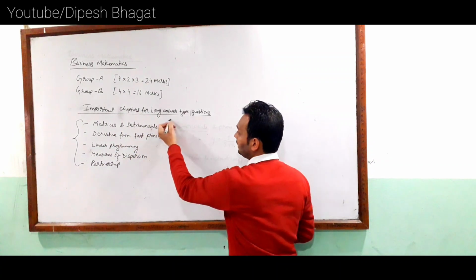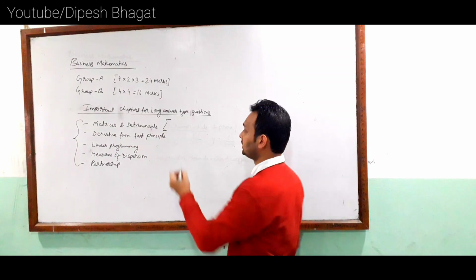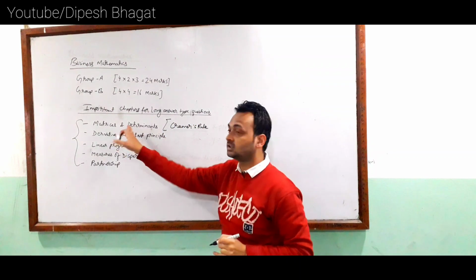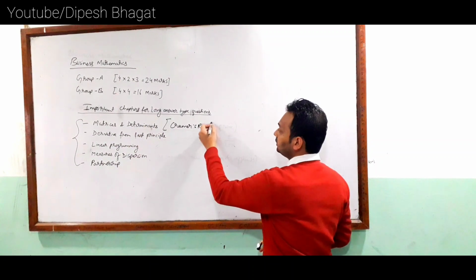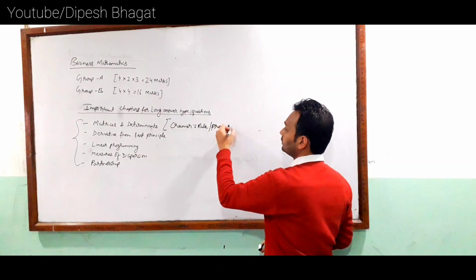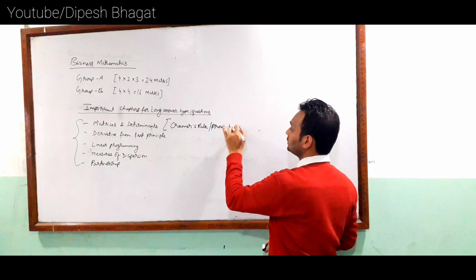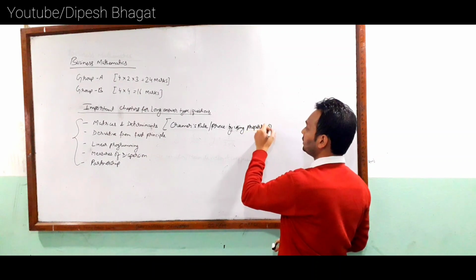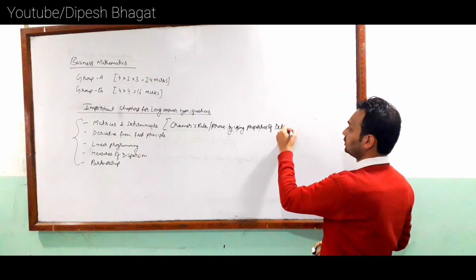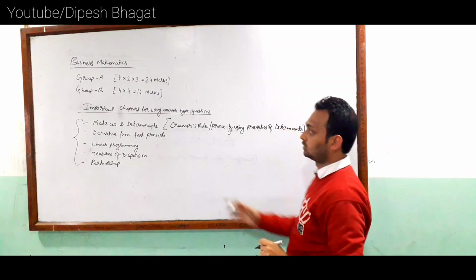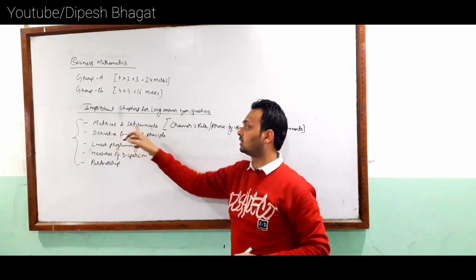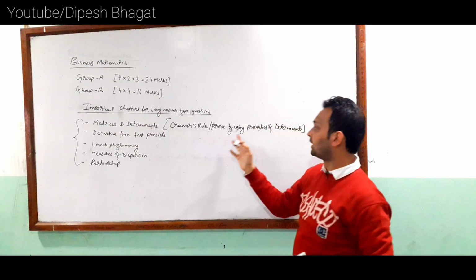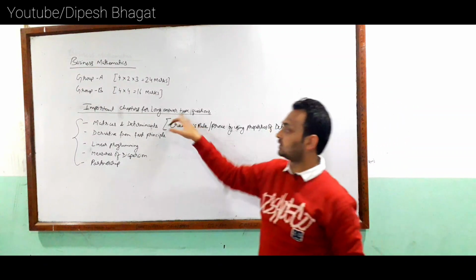Under matrices, generally find the value of x, y, z by using Cramer's rule may be asked. And from the determinant part, prove by using properties of determinants may be asked for the long answer type question. Any one question, either from matrices or from determinants, because this chapter is very, very important. So do prepare Cramer's rule or prove by using properties of determinants for long answer type question.